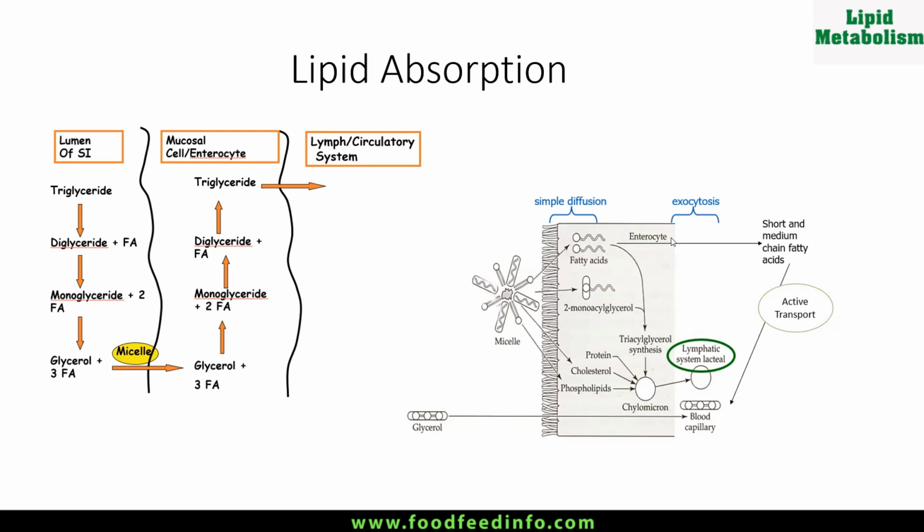are then passed through the enterocyte through exocytosis into the bloodstream through active transport, and then they are carried to the blood capillaries or to the liver. So short and medium chain fatty acids basically follow this pathway, and they enter into the bloodstream.